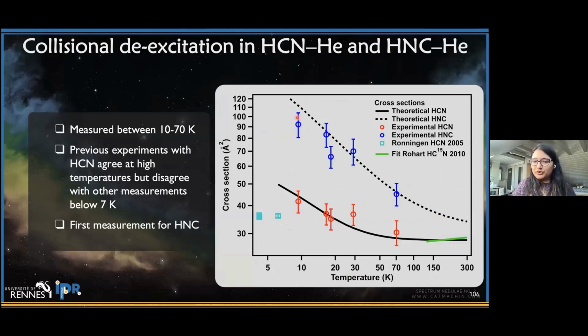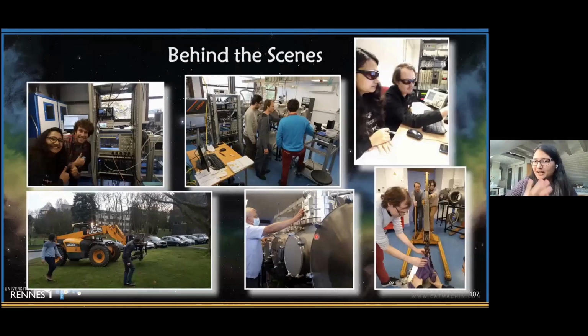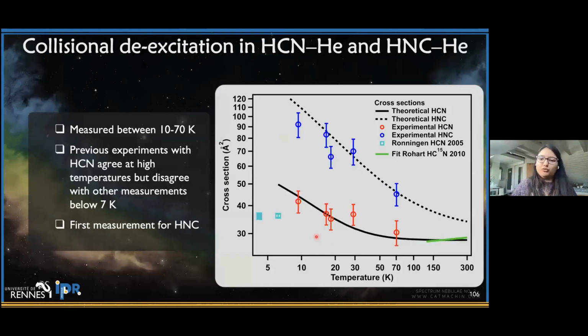And you can actually see over here that HNC, which is in blue over here, has much higher collisional cross sections compared to HCN. Okay. We were able to explain that with theoretical measurements as well, but I won't go into that. Okay. So this is the first measurement which was able to be done for HNC. And the HCN actually agrees quite well with the previous measurements, some of the previous measurements at higher temperature, not so well with the lower temperature.